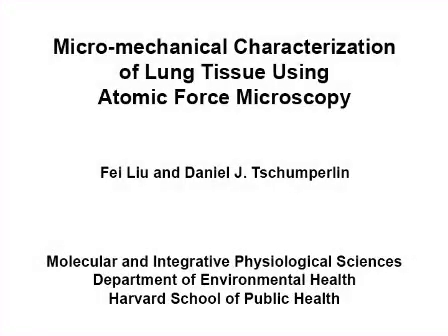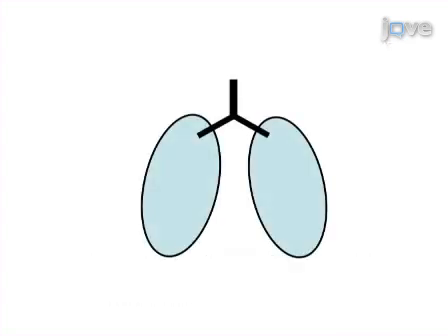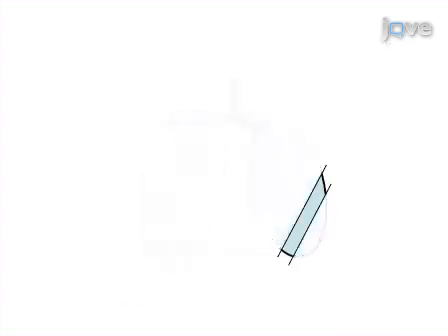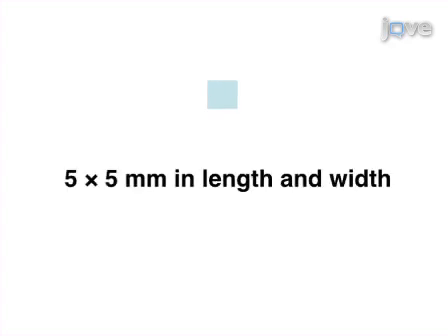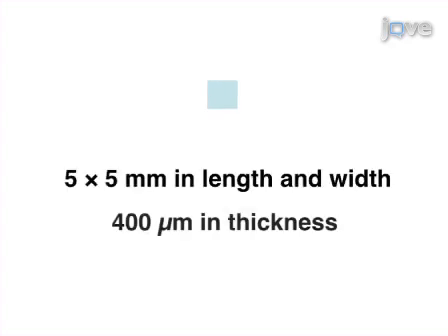The overall goal of the following experiment is to characterize the local mechanical environment of lung parenchyma at a spatial scale relevant to resident cells by directly measuring the local elastic properties of fresh murine lung tissue using atomic force microscopy microindentation. This is achieved by cutting the agarose inflated mouse lung tissue with a razor or scalpel blade to prepare lung parenchyma strips of 5 by 5 millimeters in length and width and 400 micrometers in thickness.